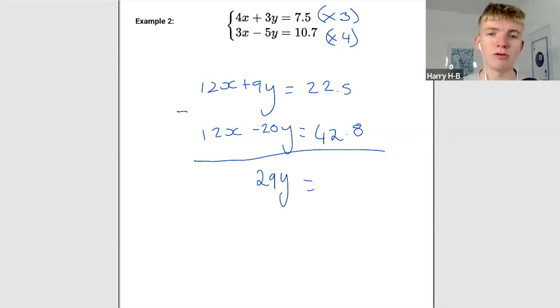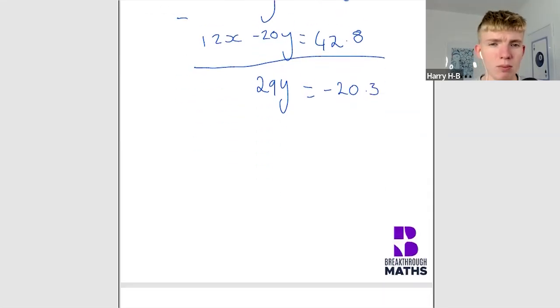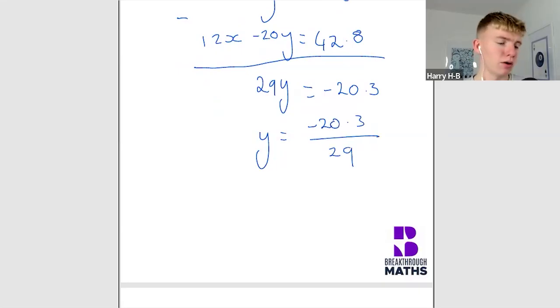And then 22.5 subtract 42.8. This is what I'm going to have to do on my calculator, unfortunately. I'm not that good. 42.8. And that would give us minus 20.3. And we can make this a little bit easier for ourselves by making y the subject here. So to make y the subject, we have to divide by 29 on both sides. And this will give us an answer of minus 7 over 10 or minus 0.7. So y is equal to negative 0.7.